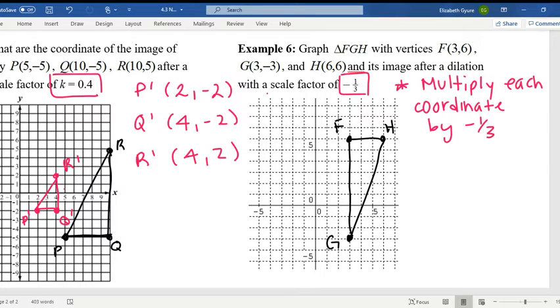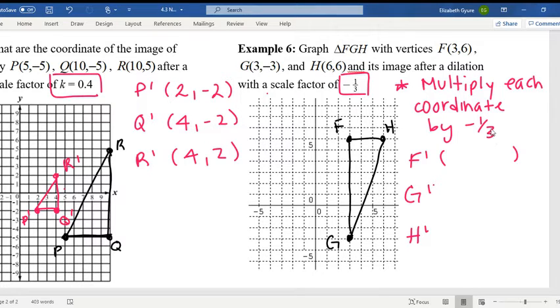So you could use that as well. We'll do this one together because the fraction's a little goofy. So F prime, G prime, and H prime. So F prime, you're taking 3 times -1/3.